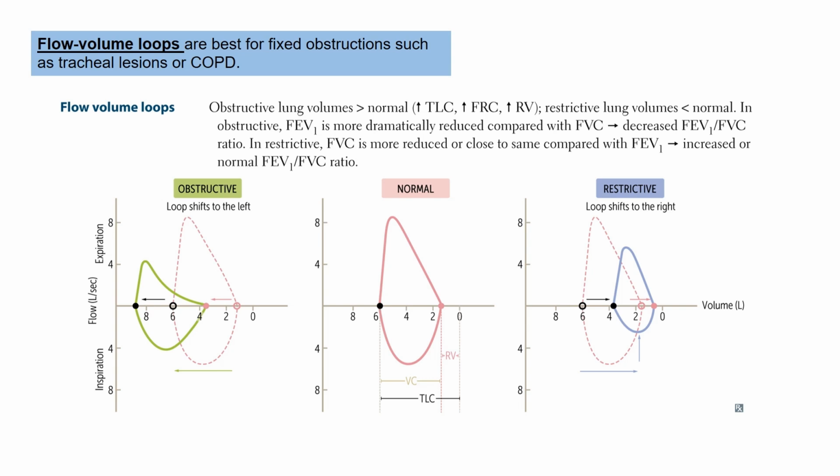Another difference between the obstructive and the restrictive is that the forced expiratory volume in 1 second is more dramatically reduced compared to forced vital capacity. That is why the ratio is reduced. While in the restrictive diseases, the forced vital capacity is more reduced or similar to the reduction in the forced expiratory volume in 1 second. That is why the ratio is increased or normal.